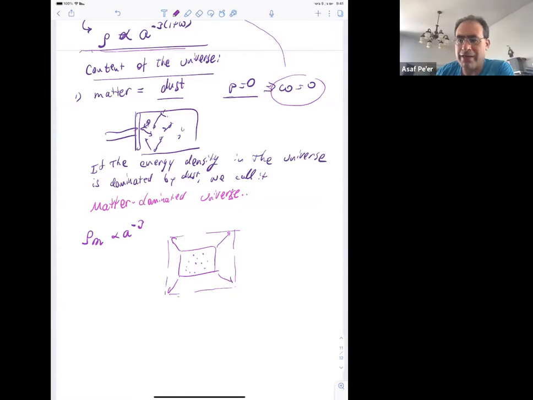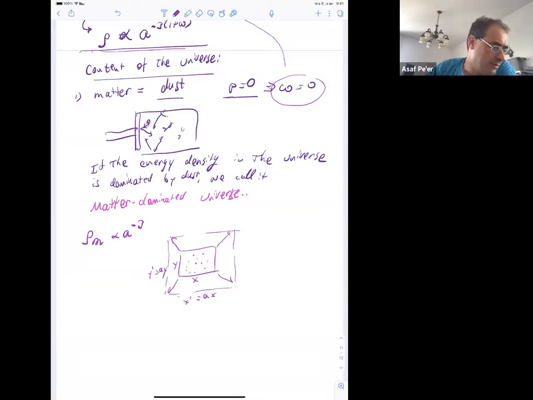The scale factor a multiplies each of the dimensions here. This is x, then x prime is just a x. This is y, y prime is just a y. And the same for z, of course.